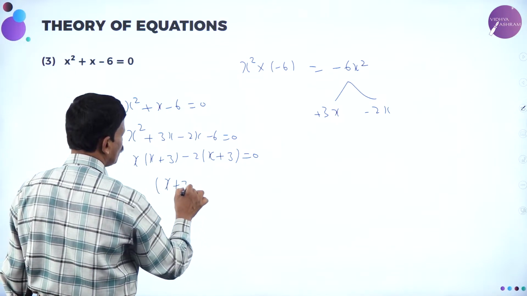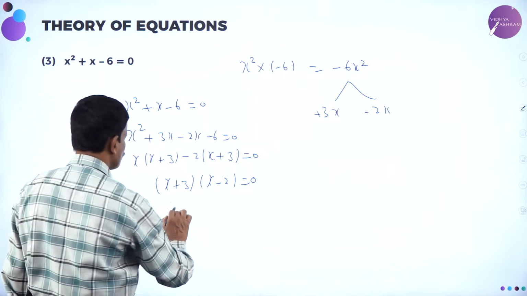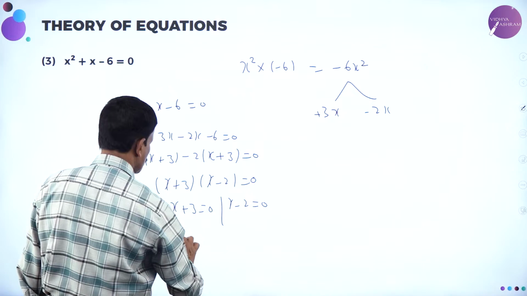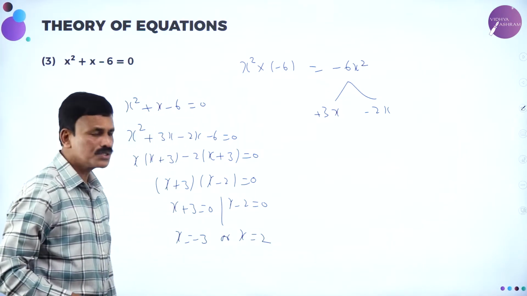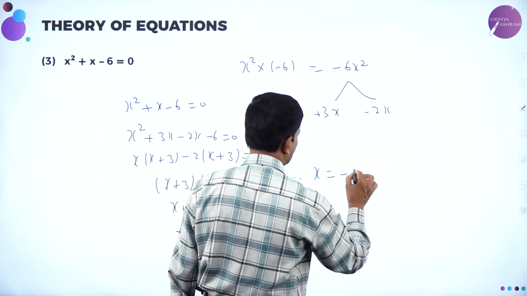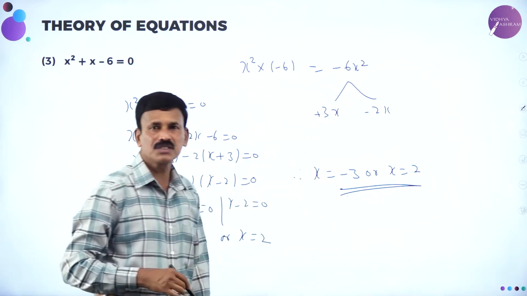In these two the common factor is x plus 3, into the outside terms x minus 2, is equal to 0. So x plus 3 is equal to 0 or x minus 2 is equal to 0. So x is equal to minus 3 or x is equal to 2. Therefore the roots of this equation are x is equal to minus 3 or x is equal to plus 2.